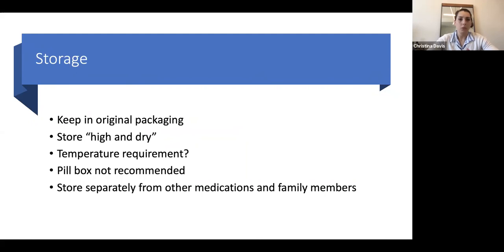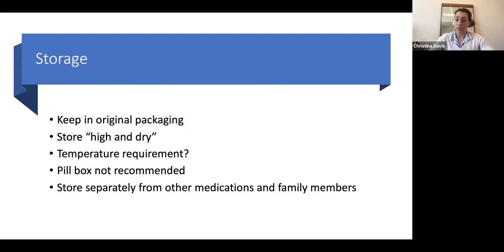And then storage and handling kind of all loops together. In terms of storage, the recommendation is to keep everything in the original packaging that it comes in. The way that I explain it to people is store things high and dry. High, away from kids, pets, anyone that could potentially get a hold of it. And dry, meaning not near a heat source, not near moisture, definitely not in the bathroom where everyone's medicine cabinet is, which doesn't make sense. So high and dry. And then is there a temperature requirement?